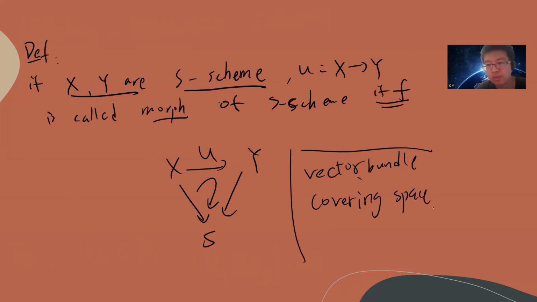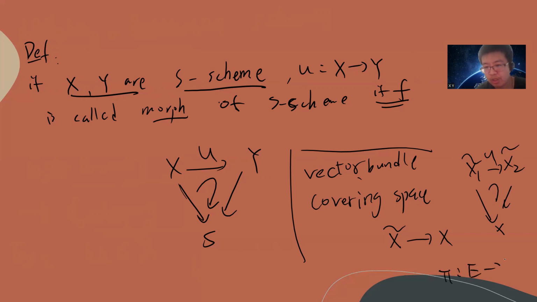For example, for covering spaces, if you have a covering space from X tilde to X, then you can say a morphism between covering spaces is like X1 tilde to X2 tilde, u, such that these commute. If you're talking about vector bundles, then you can define E to B, let's say B is a base and E is a vector bundle, so you can also define this. So it's exactly the same thing as these two. But in this case we define it as this. So this is a relative version.